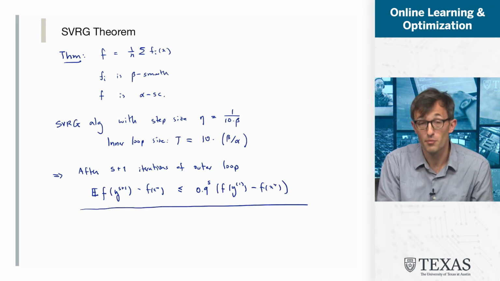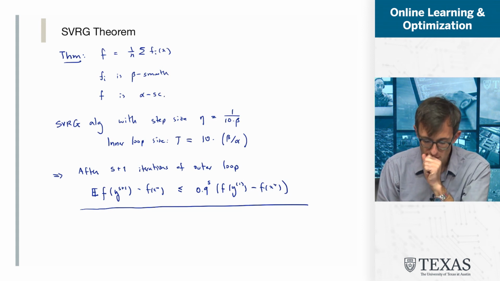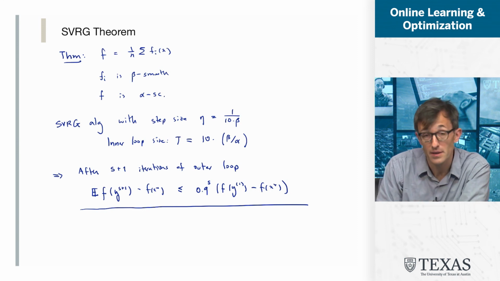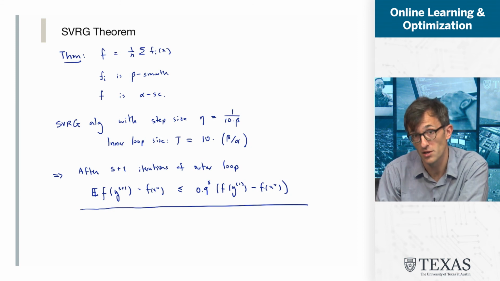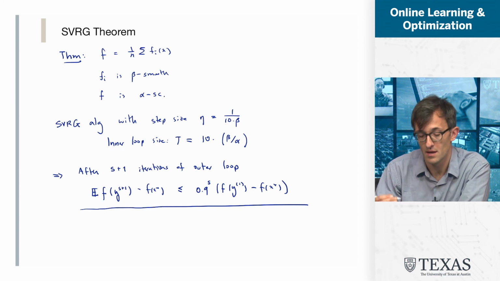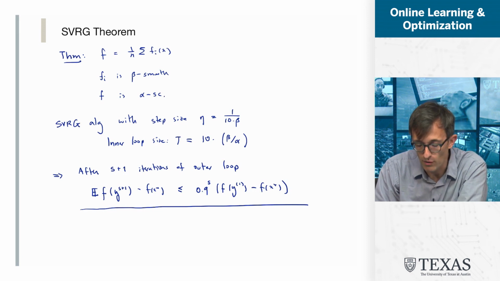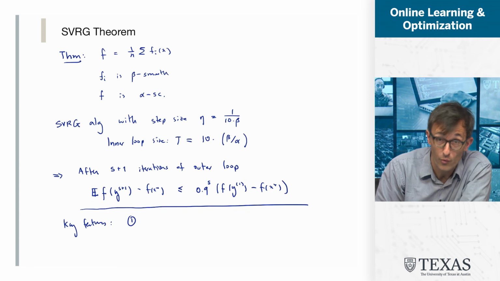Let's discuss briefly the main features of this result. We see here that we have s being the number of outer loops. So this is the number of full gradient computations we're going to take plus the cost of every inner loop. So we need to discuss this in bigger detail, and we'll do that later when we're comparing the algorithms. The other thing you should note, however, are the key features here. One, we have our linear convergence.